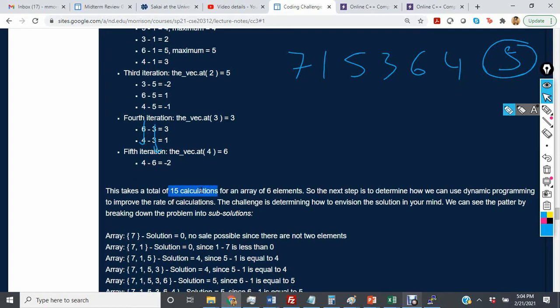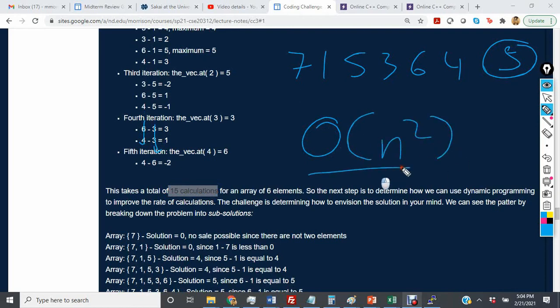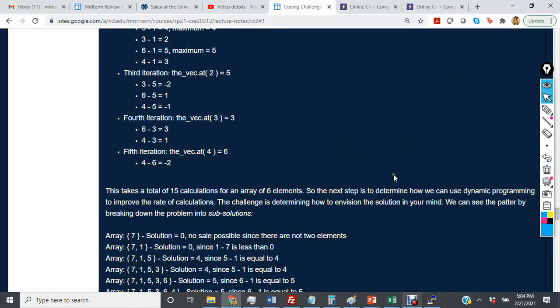And so I described that it takes 15 calculations. We're going to learn later in this semester that this is big O of n squared time. That's known as quadratic. It's a lot of calculations.